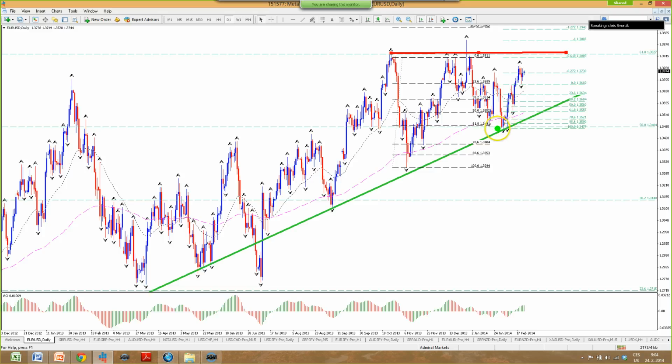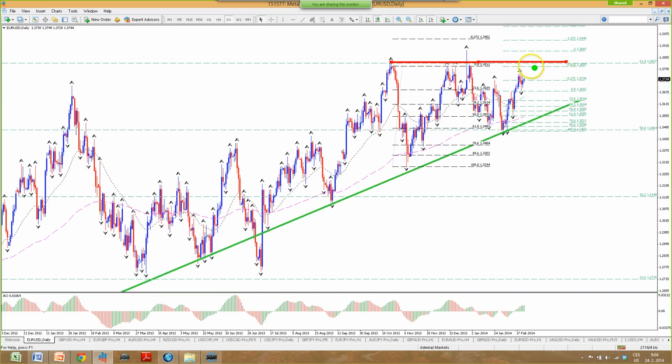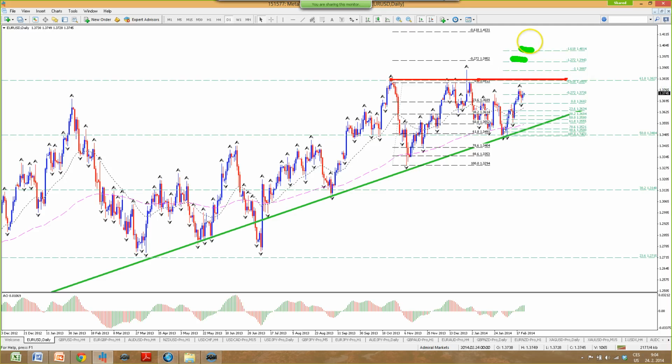If we look at the fibs, most recently we bounced off the 61.8 fib and another 61.8 fib. Those targets are in fact at 138.10, and the bigger targets are at 139.50, 140, 141, 143. That would be the breakout scenario to the upside.